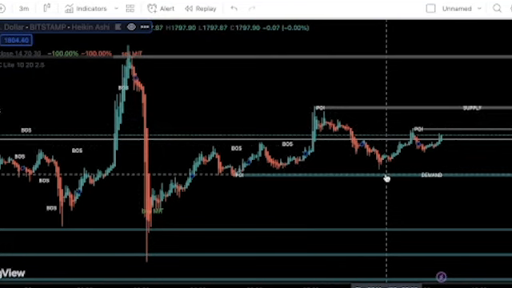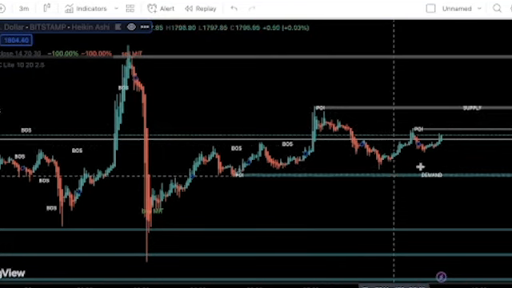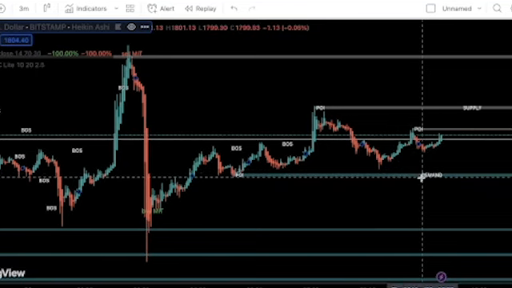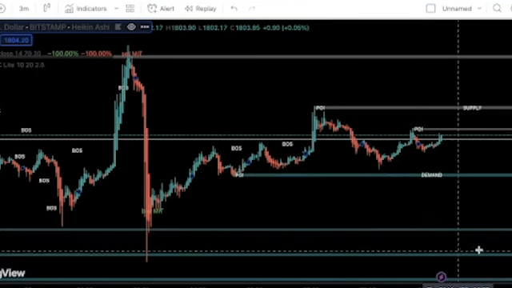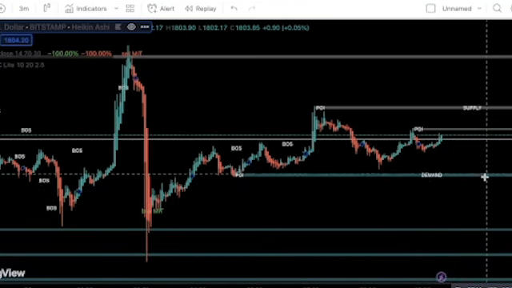If it goes past the demand section, then obviously you can put your stop loss right here where the demand wall is, and then you can keep on watching it go all the way down until you can start to see that it's coming back up to where the demand section was.